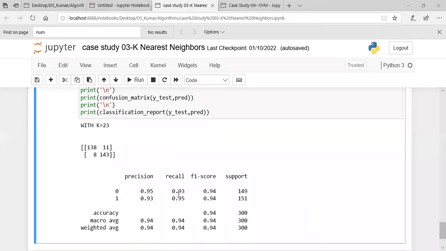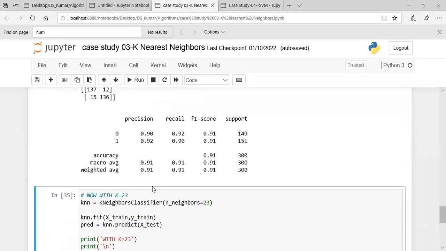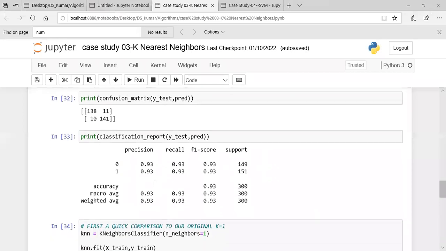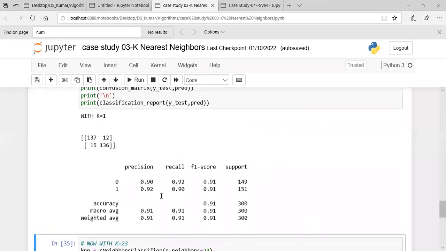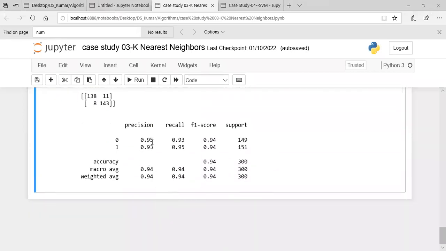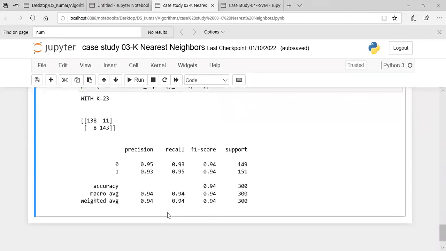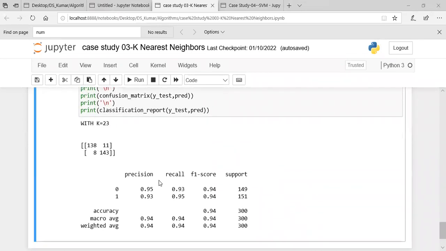Now you see, friends, in the earlier case I could see 90 as well as 91, whereas 93 in the case of k equal to 5. But if you see 95 and 94 kind of accuracy. So this is how you need to analyze your neighbor's specification, and based on that, one can easily observe where I get the more positives and fewer negatives.